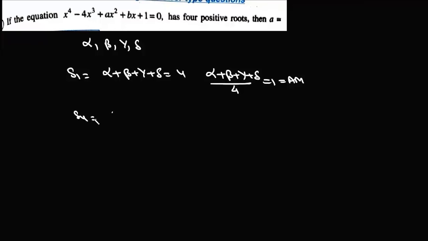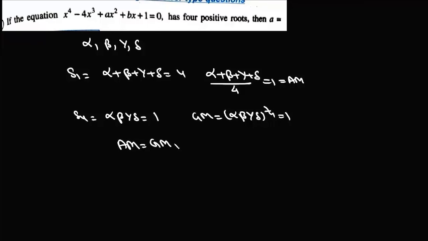If we write their S4 is alpha beta gamma delta and this value is 1. And if we write their geometric mean, it will be alpha beta gamma delta to the power 1 by 4, which is also 1. So in this case, arithmetic mean is equal to their geometric mean, which simply means that all the 4 roots must be equal. So alpha must be equal to beta, must be equal to gamma, and it must be equal to delta, and each of the value is equal to 1.